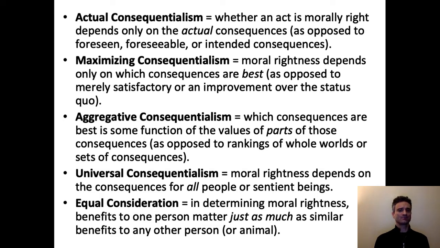Aggregative consequentialism essentially says which consequences are best is some function of the values of parts of the consequences, as opposed to a ranking of whole worlds or states of consequences. Universal consequentialism, well, you get the idea. Moral rightness depends on the consequences for all people or all sentient beings, including animals, or you decide. So there are many, many different types.